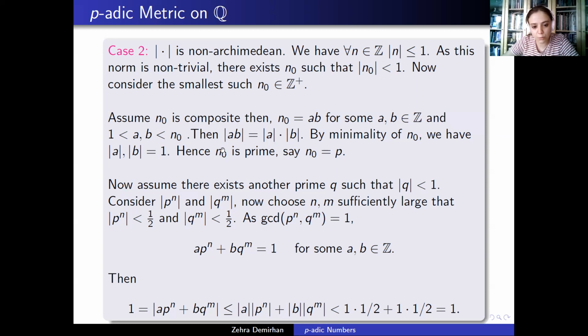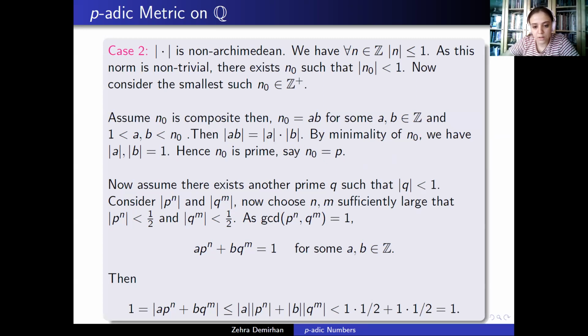Then we can decompose the norm of ab into smaller components, such as norm a and norm b. But recognize that these smaller components satisfy this inequality. But at the first, we assumed that n0 was the smallest integer. So by minimality of n0, we have that norm of a or norm of b is equal to 1. Hence, we have proven that n0 is a prime number, and from now on, we will call it p.